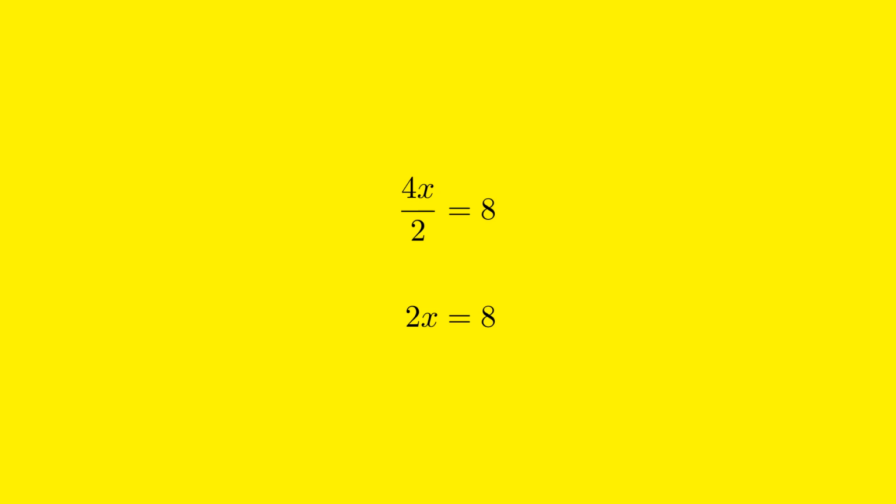Now, we rewrite the equation with this simplified expression. We have 2x equals 8. At this point, our new simpler equation is 2x equals 8. Notice how, by simplifying 4x over 2 to 2x, it makes our equation easier to work with in the next steps.